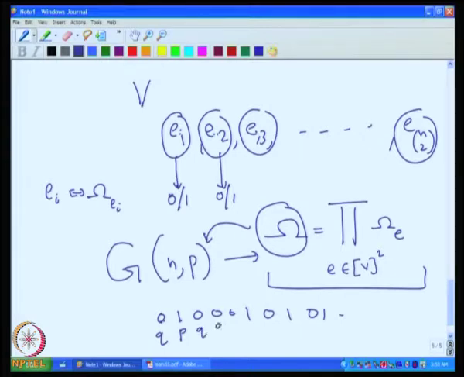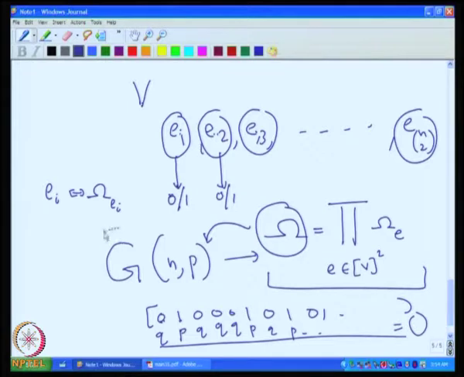So, this is again Q, this is again Q. So, this is P, this is Q, this is P, and so on. Finally, if you multiply these values, we will get a certain probability value that can be associated with this particular outcome as its probability value, right. So, this probability distribution is GNP.